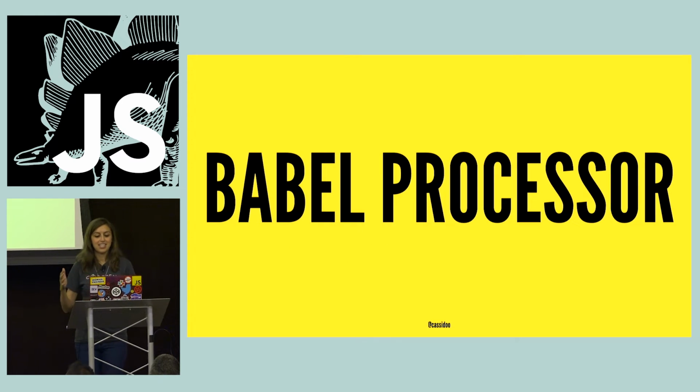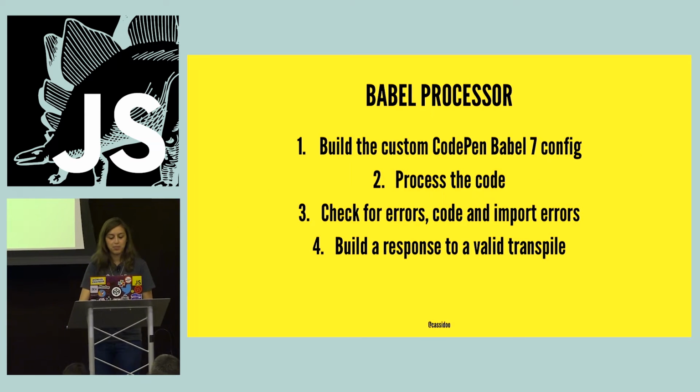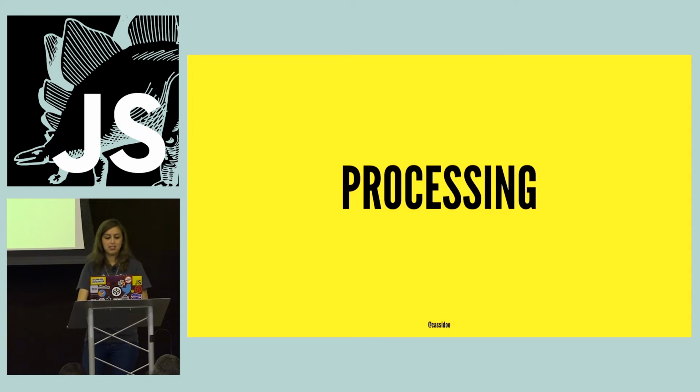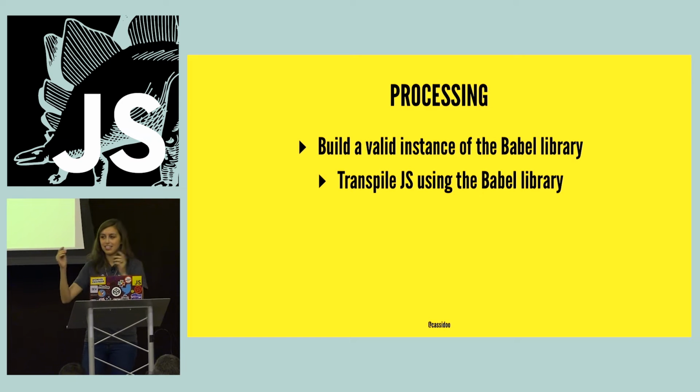And then we had to pass that into the Babel processor, and this is the thing that kind of pulls everything together. The different steps of that were building the config that I mentioned before, processing the code with that config, checking for all of the errors, whether it be in the code itself or if you were importing something that you weren't able to import, and then building a response with that transpiled code and any other metadata that we might need. So processing, that part is just getting the Babel library, building a valid instance of it with our config, and then transpiling with it.